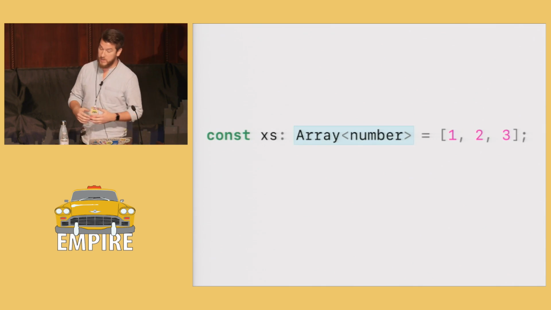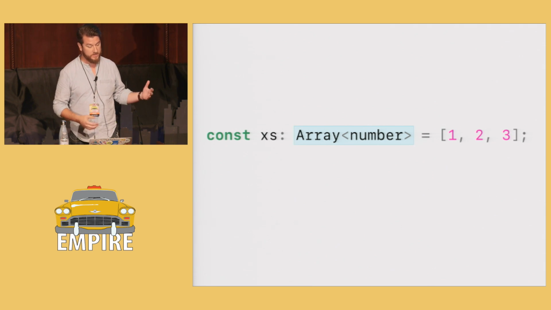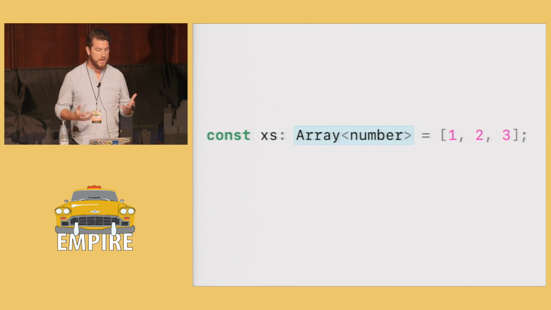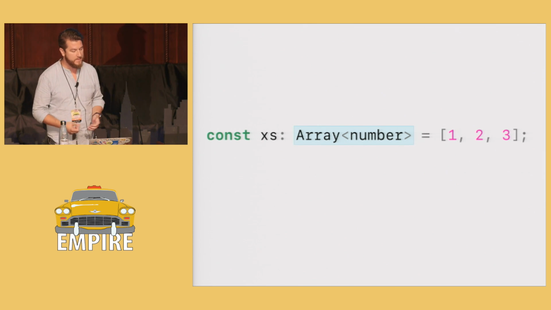There are also types that compose together. Here's an example of an array that contains values of type number. Here we have 2 different types at play. We have the array type and the number type.